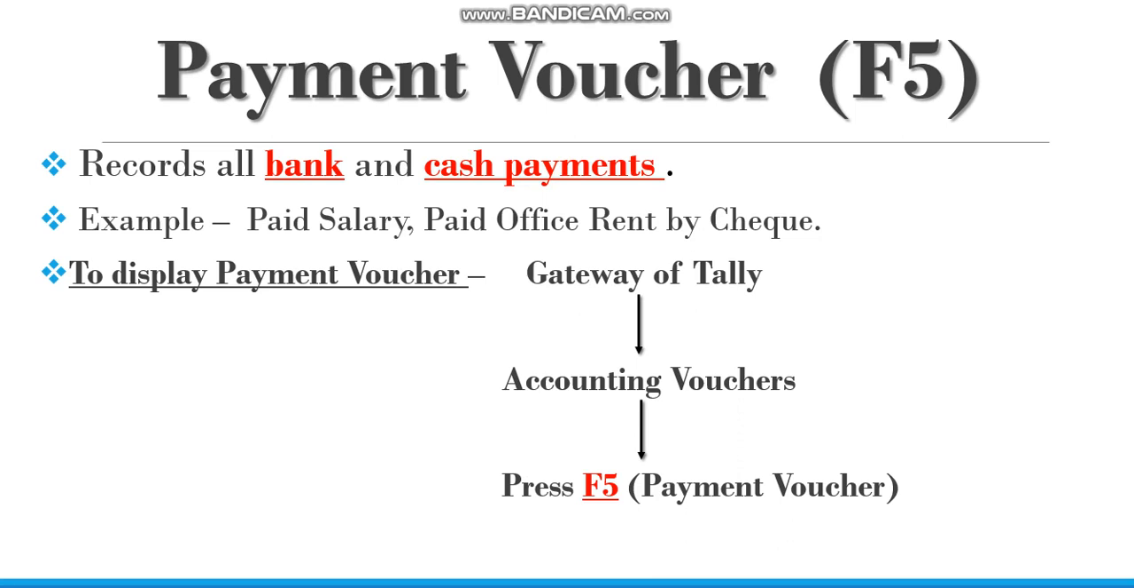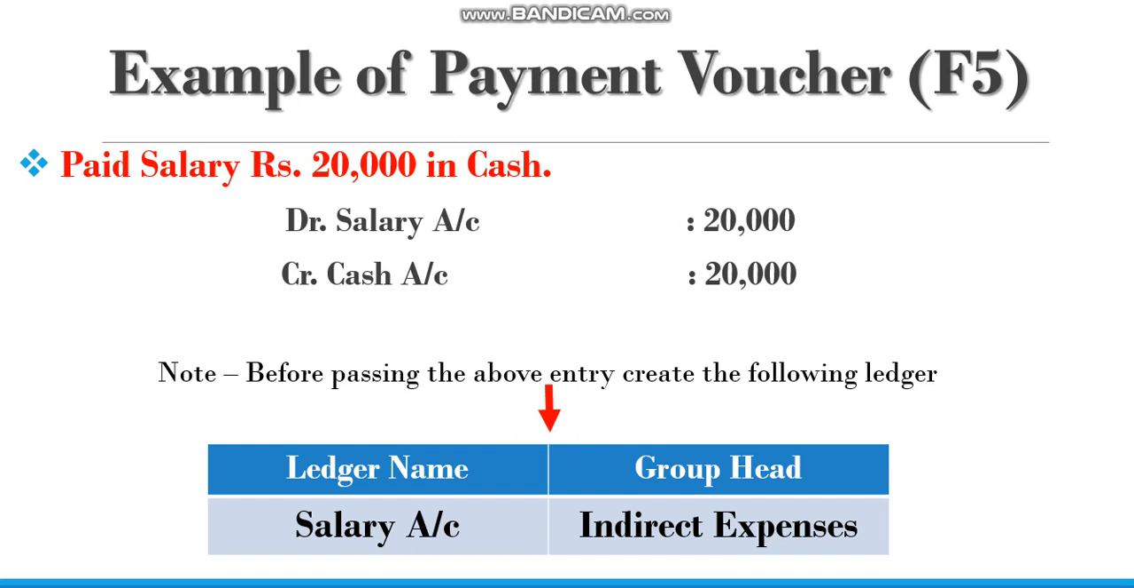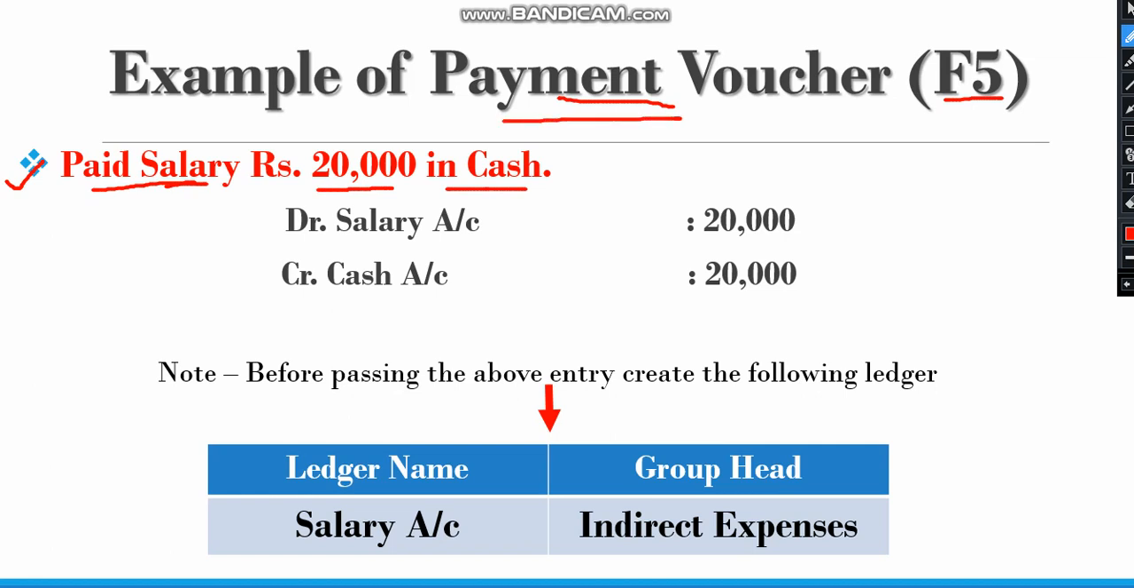Now to display payment voucher, go to Gateway of Tally, select Accounting Voucher and press F5 key to open payment voucher. Next we'll see the example of payment voucher. As I said earlier, to open payment voucher, the key is F5. So we'll see one example. The example is paid salary rupees 20,000 in cash. So we are doing payment of salary, so this entry will come under payment voucher.